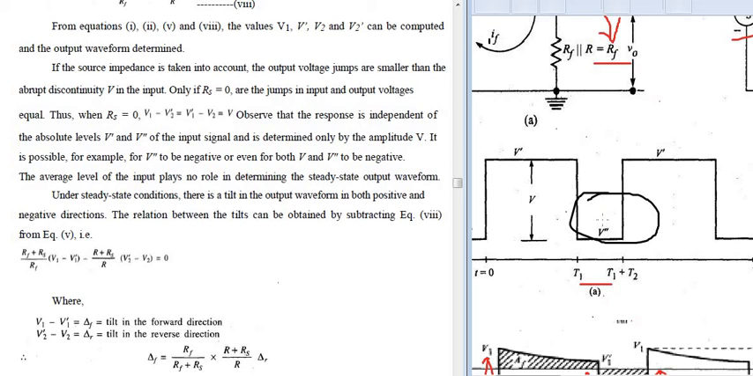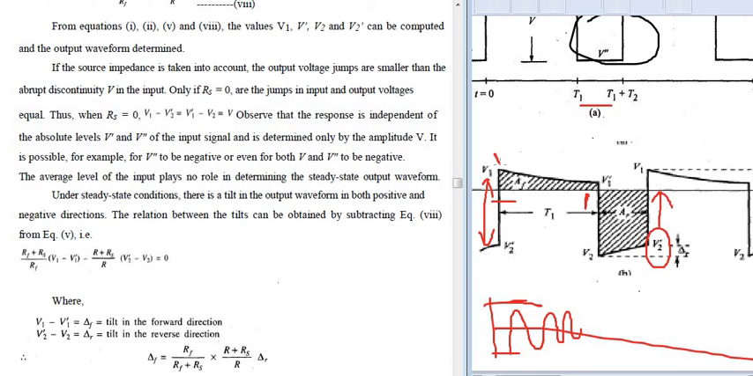So in the steady state conditions, there is a tilt in the output waveform in both the positive as well as the negative directions. See here also we have a tilt in the positive waveform as well as in the negative waveform, because in steady state conditions, when source impedance is considered, there will be a tilt in both the positive edge as well as the negative edge. For that, the relationship between these tilts can be found by taking equation 8 and equation 5.